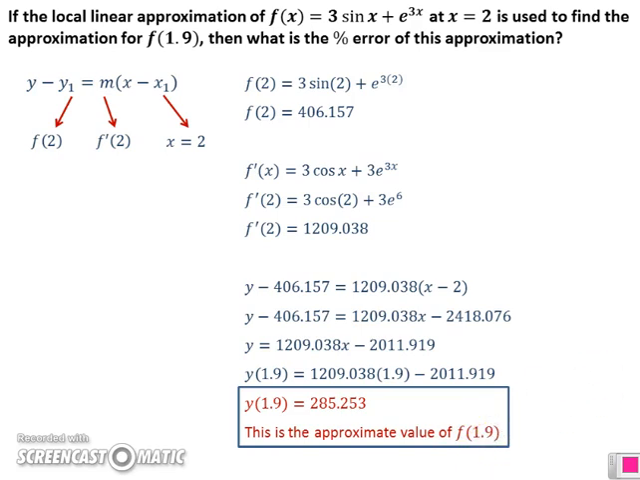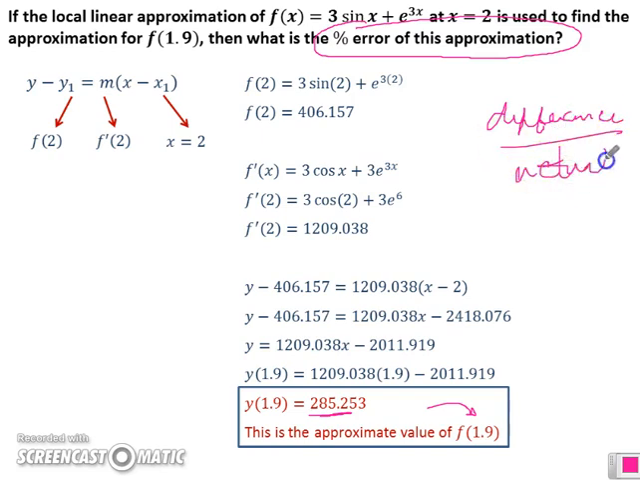Okay, so we have the approximate value of f of 1.9. That's not what the question is asking. They're asking what the percent of error is. So how close are we? If this is the approximate value of this point, what's the percent of error? How close are we? So what you need to do is remember that percent of error, it's the difference between the estimate and the actual value divided by the actual. So we have to figure out what the actual is and subtract it from the estimate, that's the numerator, and then divide it by the actual amount.